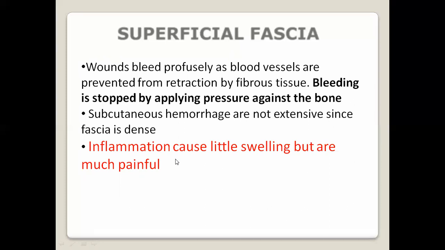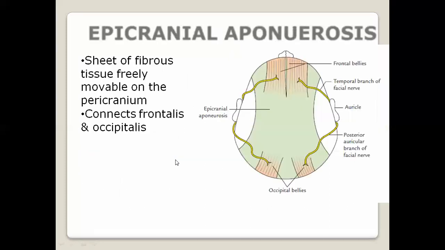Okay. So next we'll go on to the third layer. Third layer is the epicranial aponeurosis. You can see in this picture, this green colored one is the epicranial aponeurosis. It is a sheet of fibrous tissue, which is movable on the skull, and it is movable on the pericranium. So it connects two muscles.